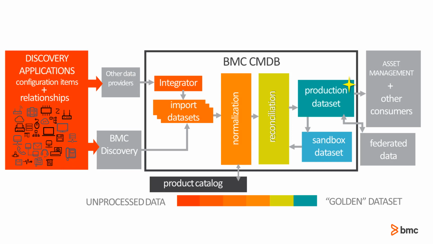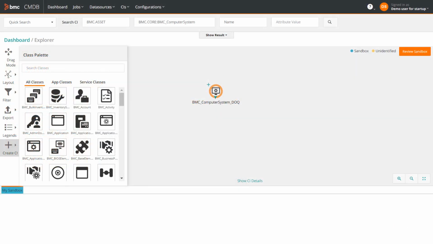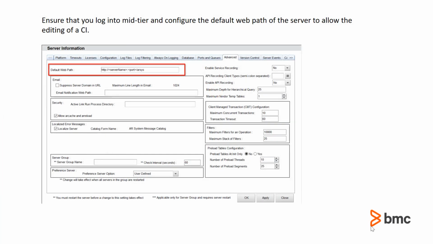However, you can use BMC CMDB Explorer to create CIs manually when you do not want to wait until the next scheduled discovery process to include that CI in CMDB. Let me show you how this can be done. But before that, ensure that you log into mid-tier and configure the default web path of the server so that the CI attributes form opens in mid-tier.